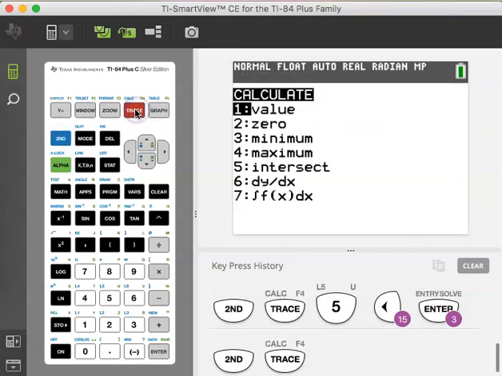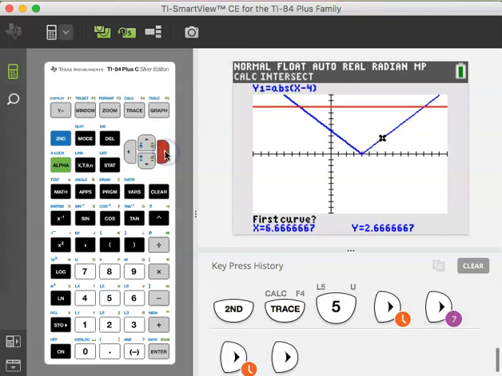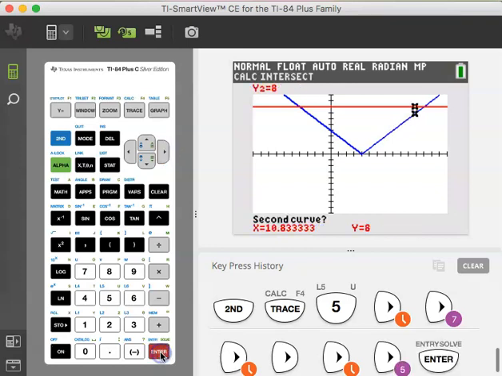Second trace. Number 5. But this is where I wish Blinky had elevator music playing in the background, because sometimes it takes Blinky a while to get where he needs to go. Come on, Blinkster. There we go, up there. Enter, enter, enter. No shocker that it's 12. We knew that by solving it algebraically.